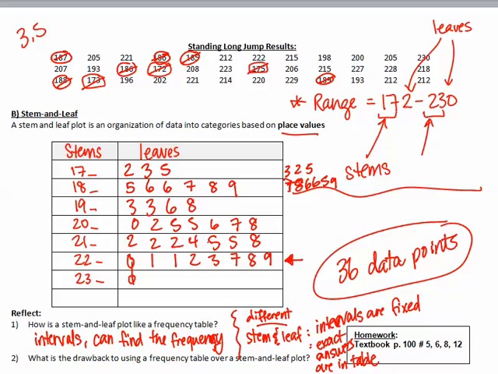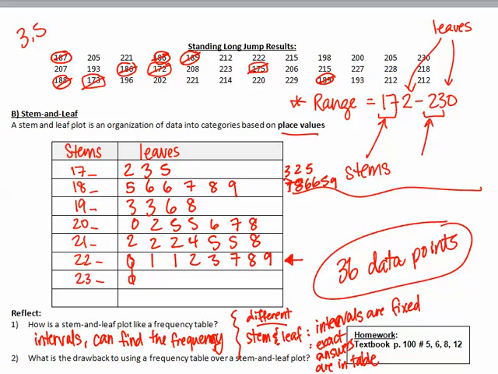So that means in the frequency table, I saw that 170s only had 3 data points, but I couldn't tell what those are. In the stem and leaf plot, I am able to know what those 3 numbers are. So in this case, I'm able to find out what is the mode, or the most frequent number, 212, out of all of this information.